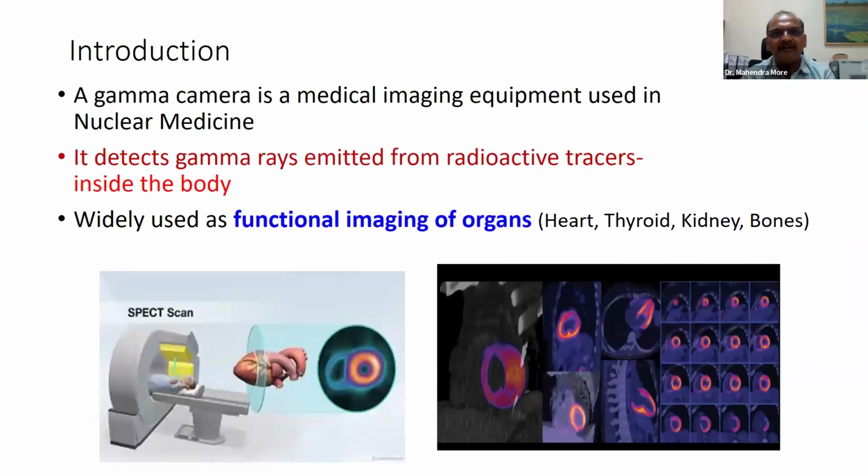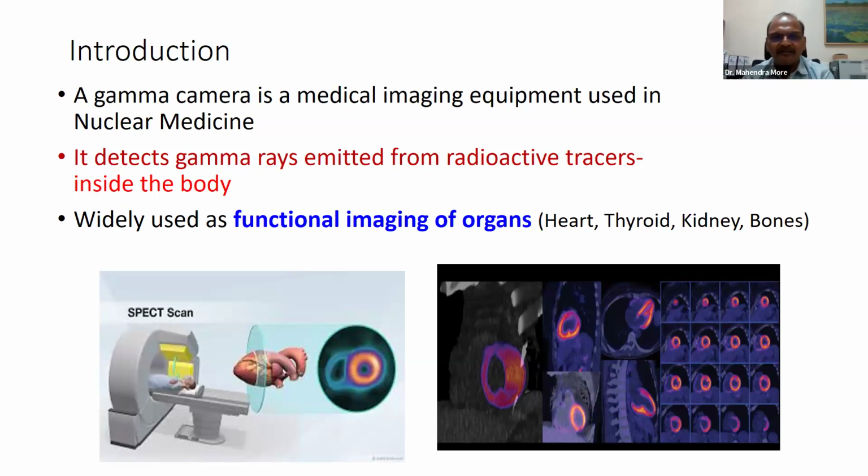As an introduction, a gamma camera is a medical imaging equipment basically used in nuclear medicine. It detects gamma rays. Camera is to get the image, and gamma is because we get those images from the gamma photons. Gamma rays are emitted from the radioactive tracers which are inside the body. Basically, in nuclear medicine, radiotracers are administered to the patient. So the patient itself emits the gamma photons, and those are imaged by the gamma camera. It is used not only for anatomical imaging; it is functional imaging. It is called functional imaging.